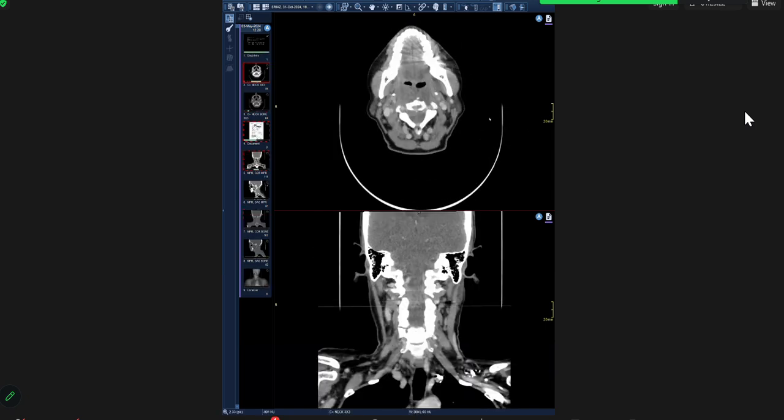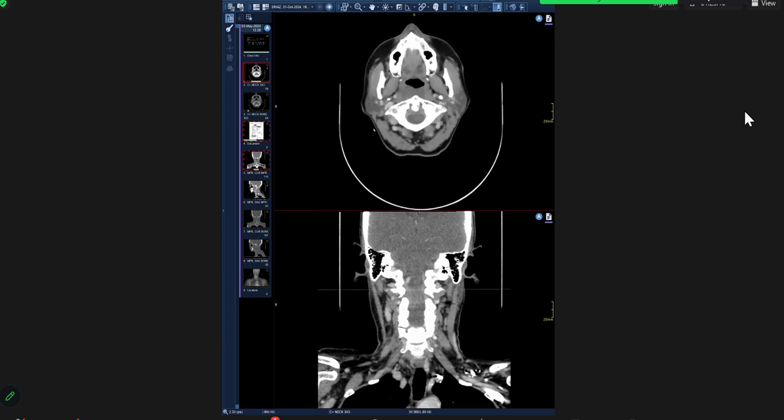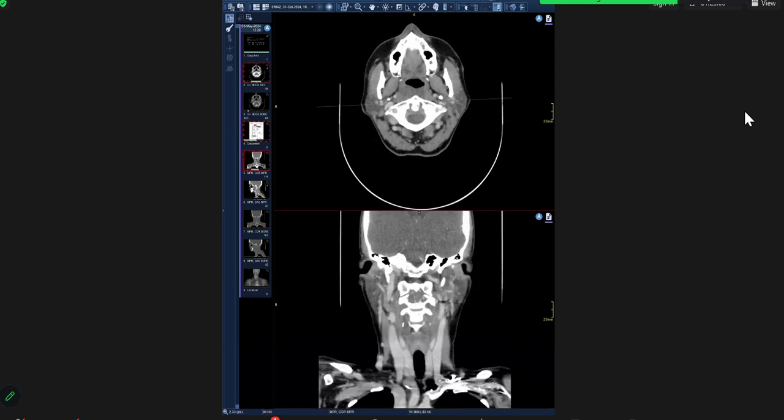Okay, so it's a soft tissue density aggressive mass lesion causing destruction of the vertebral bodies, and I want to see the superior extension of this and inferior extension of this mass into the glottic region.